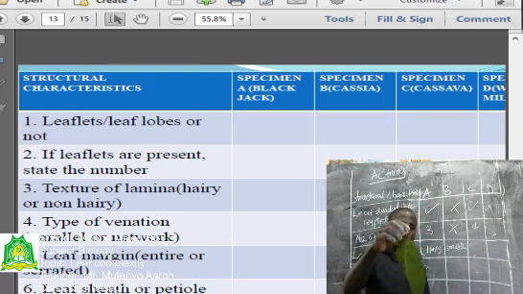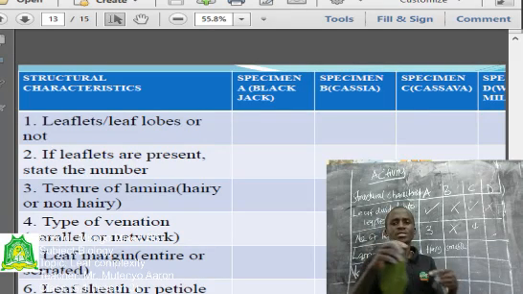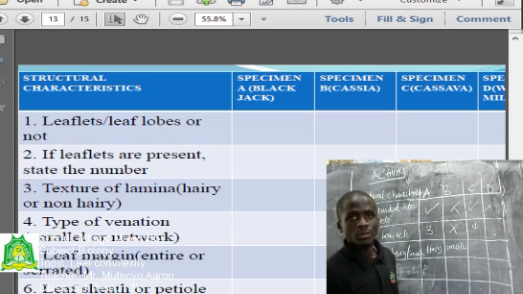Now, take a look. This one is parallel venation because the veins run parallel to one another. This is an example of the banana leaf, maize leaf, monocots. Most of them have what is called parallel venation. Then the others, the leguminous plants, the dicots, have what is called network venation.